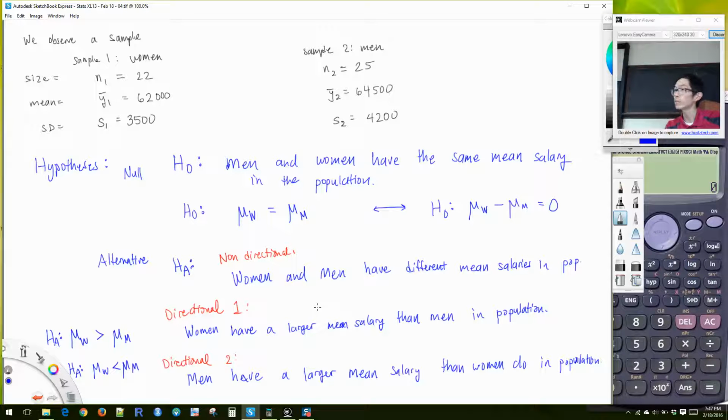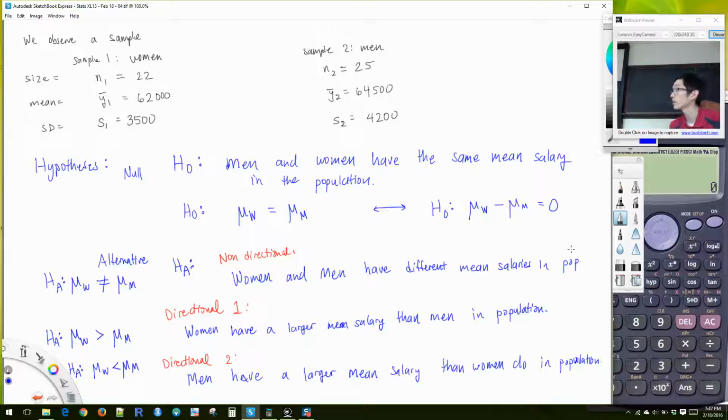And yes? The non-directional, it's the non-equal sign? Yeah, oh, I'm sorry. That's a very good point. I left that off. Okay, so the non-directional alternative would be mu for women is not equal to the mu for men. Okay? And again, equivalently, you can also write it as mu w minus mu m is not equal to 0, or mu w minus mu m is greater than 0, or mu w minus mu m is less than 0. Okay, so those are all effectively the same thing.